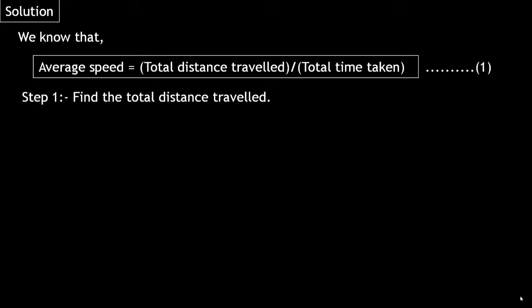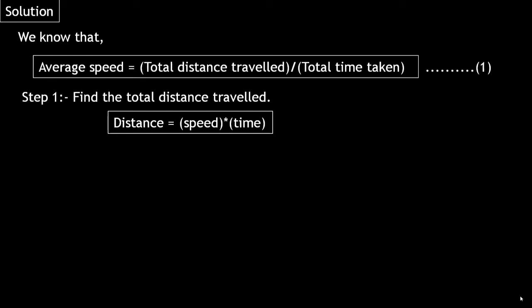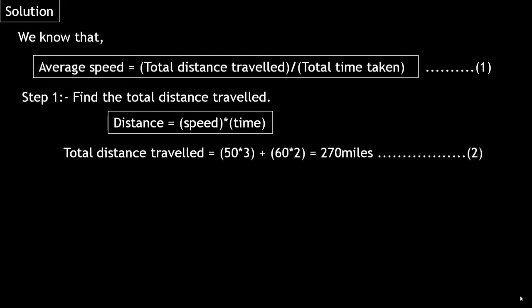In step 1, we need to find the total distance traveled. To find it, we know that distance is equal to speed into time. Here in the problem we have speed and time, so just substitute those two in this equation, and we will get the distance. Therefore total distance traveled is equal to 50 into 3 plus 60 into 2. Here 50 into 3 is the distance traveled in 3 hours and 60 into 2 is in 2 hours. So to find the total distance traveled, we need to add these two, so that you will get the total distance traveled by the car. That will be equal to 270 miles.